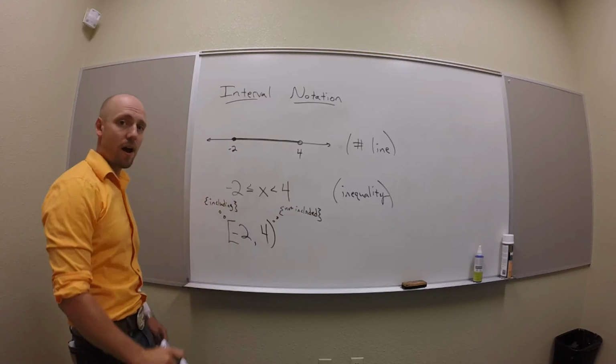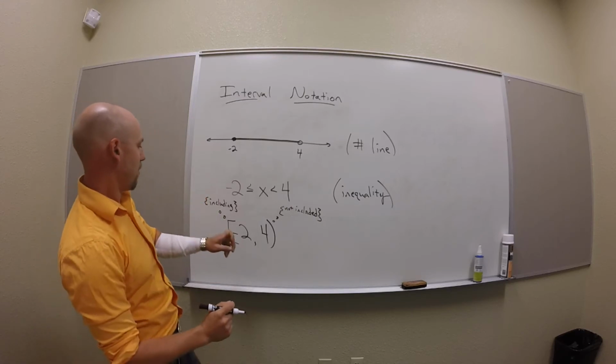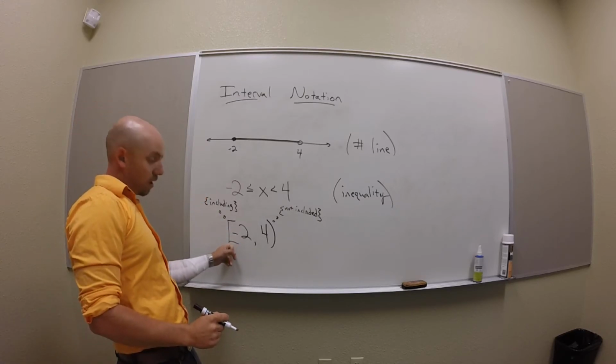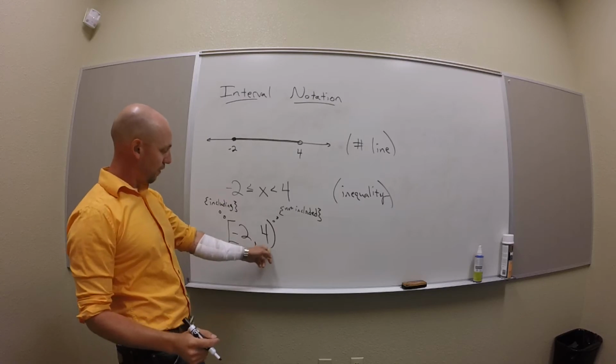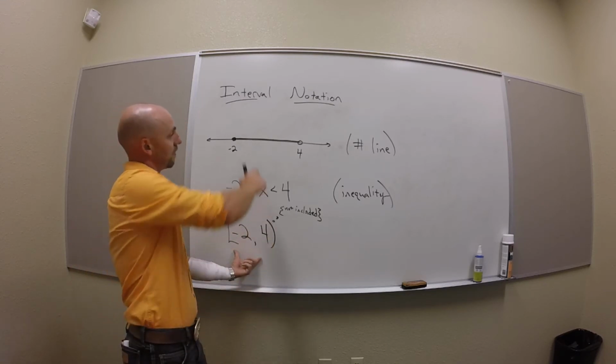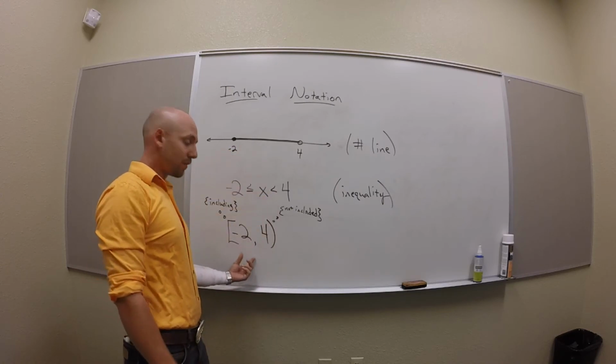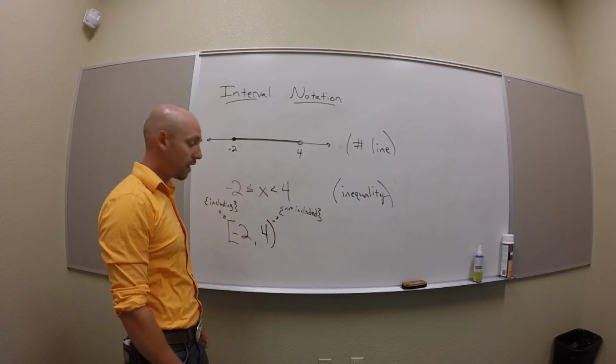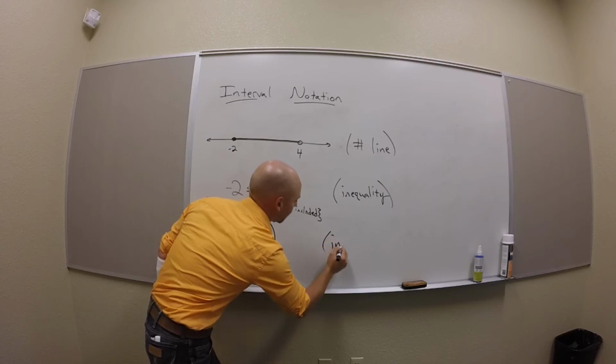So right here, right now, I'm saying, okay, -2, closed bracket, comma, 4, open parenthesis. Hey, this is that same information I had on the number line, but it's a slightly more succinct way to say it. This is that interval notation.